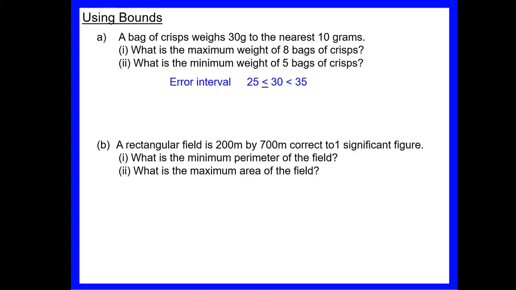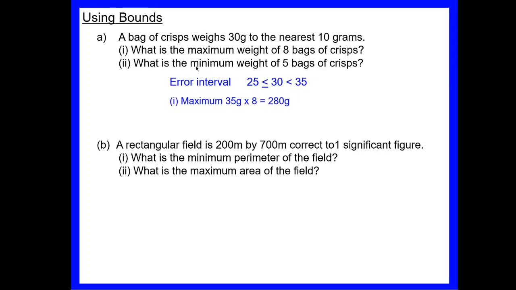So our error interval should read 25 is less than or equal to 30, which is less than 35. We've taken away 5 and we've added 5. This is our lower bound, our minimum. This is our upper bound, our maximum. So we want the maximum weight of 8 packets. To find it, we take our maximum value of 35 and multiply that by 8, and we get 280 grams.